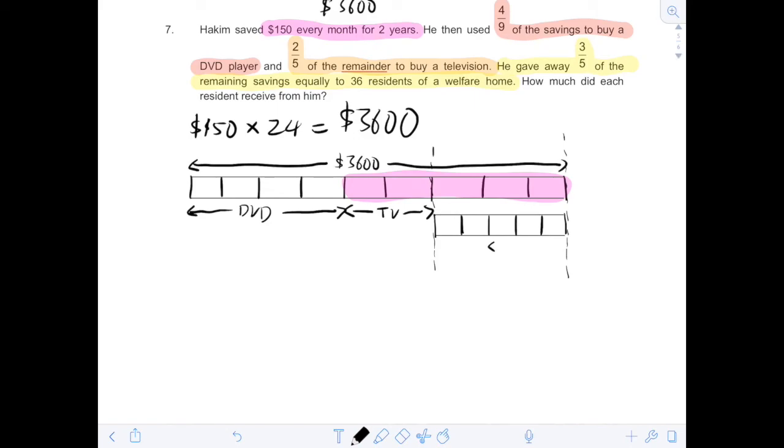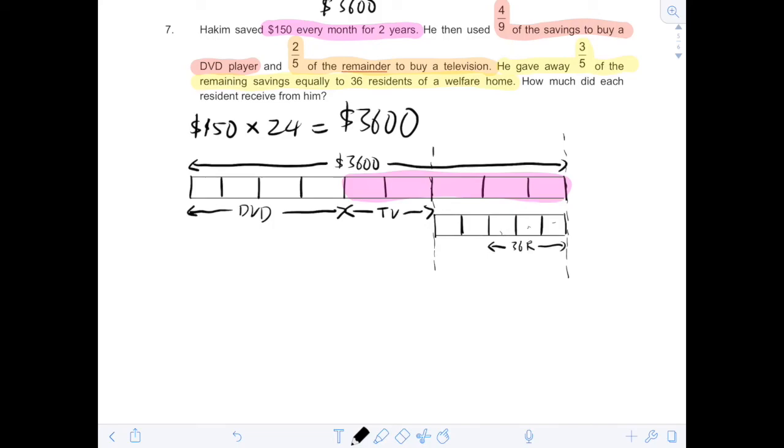So this is 36 residents. Okay, how much did each resident receive? Basically, we've got to find out what these 1, 2, 3 units are. We want to find out what the total is for these 5 small units over here. Once we find the total, we can find what these 3 small units are. So we are going to start working our way right from the top.